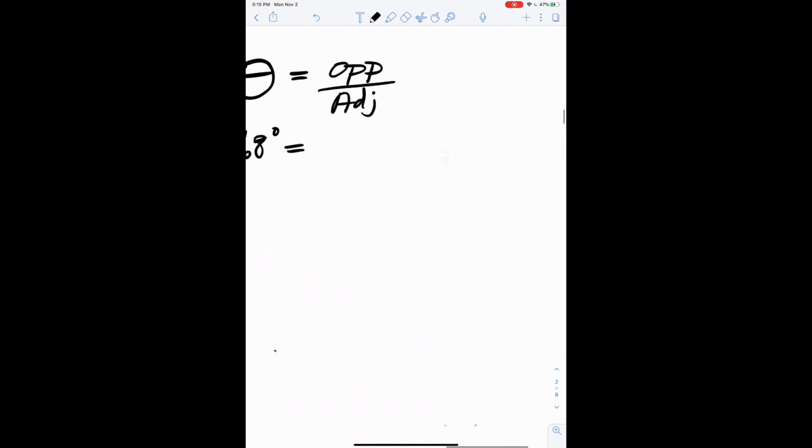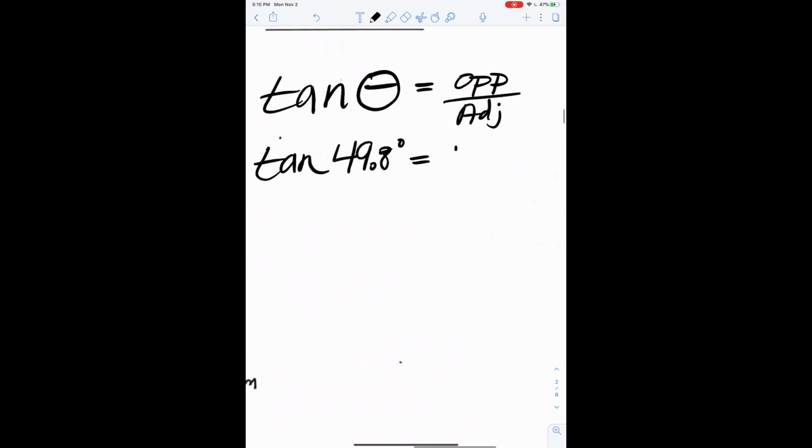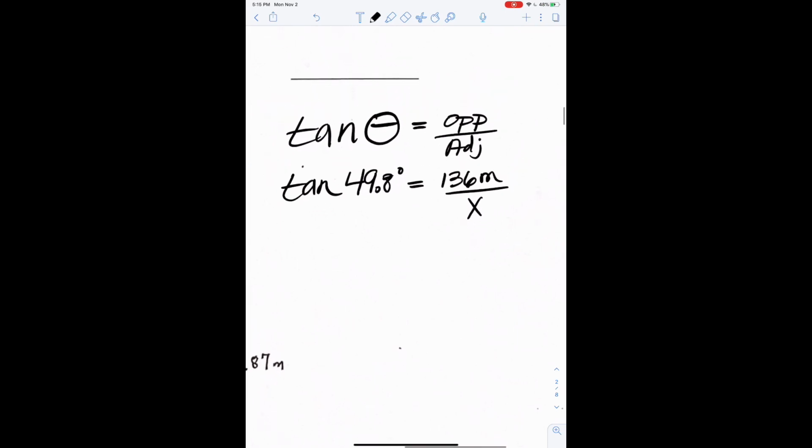136 meters is going to be my opposite, and x is going to be my adjacent. All right, I really like this problem because the variable is on the bottom, which a lot of times kids struggle with. So let's get that variable off the bottom, and then let's get it alone. So let's go ahead and get it off the bottom. We'll multiply both sides by x.